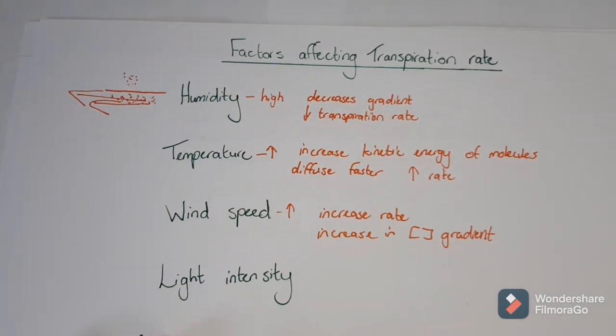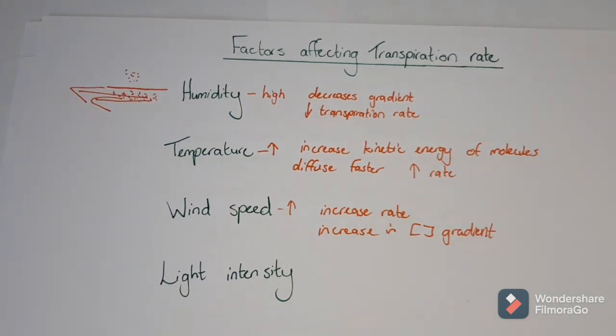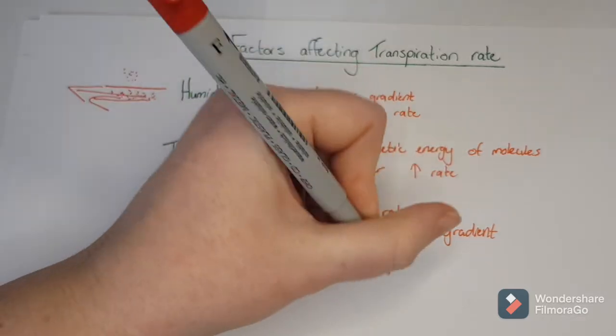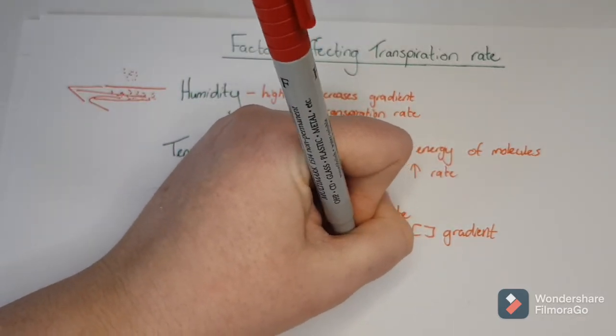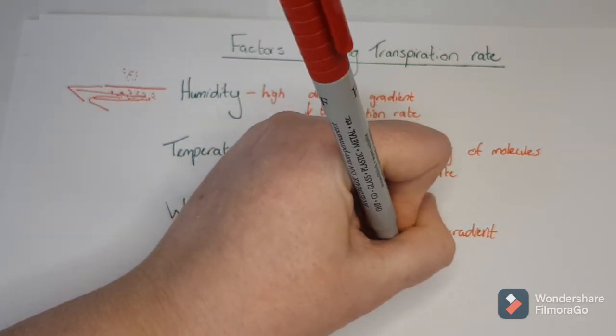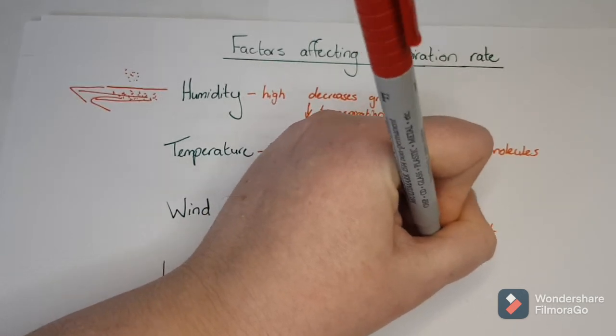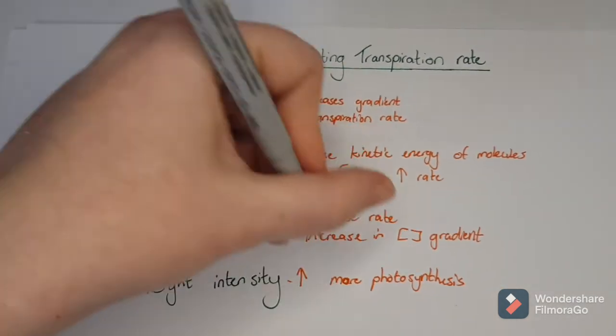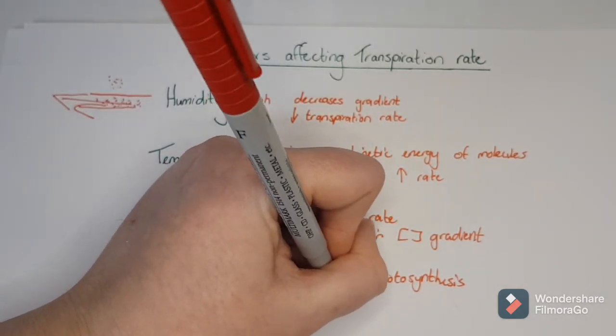And then light intensity, the brighter the light intensity, the more photosynthesis can happen. So if my light intensity increases, it means more photosynthesis. And with more photosynthesis, it means more stomata are open.